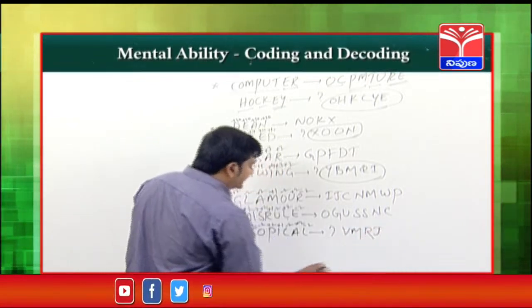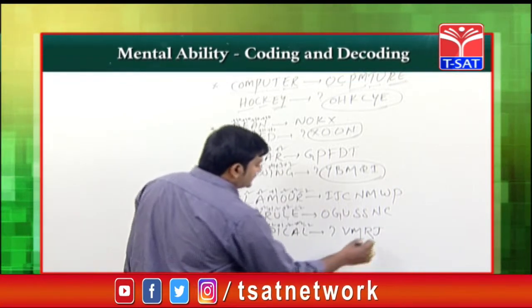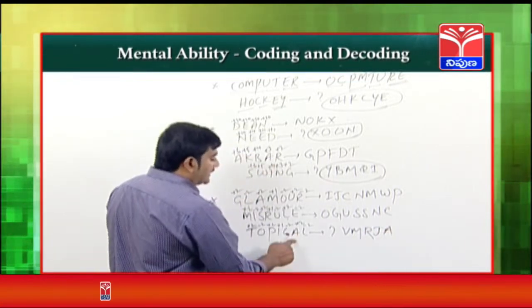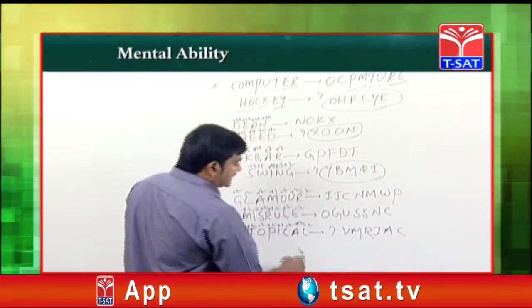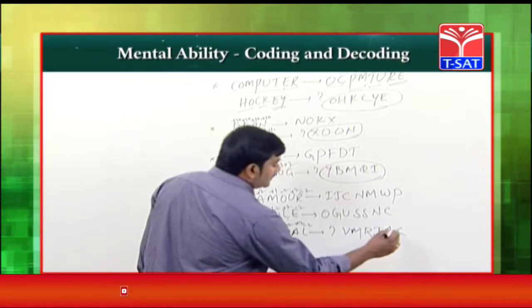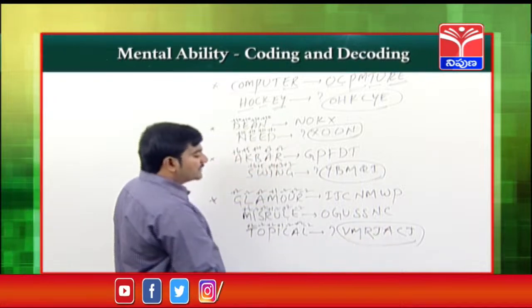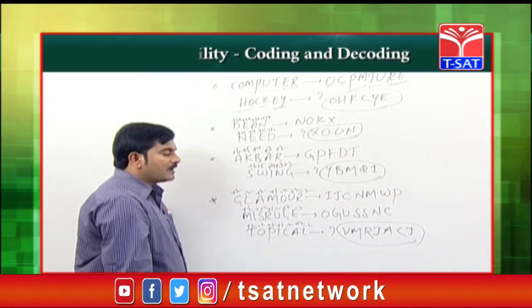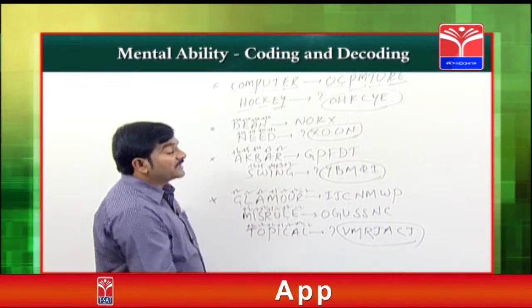The 10th one is J. C means 3. 3 minus 2 means 1. The first letter is A. A means 1, 1 plus 2 means C. And similarly, L means 12, 12 minus 2 means 10, hence the answer is J. What is the code for the word? VMRJACJ. So these are the different types.